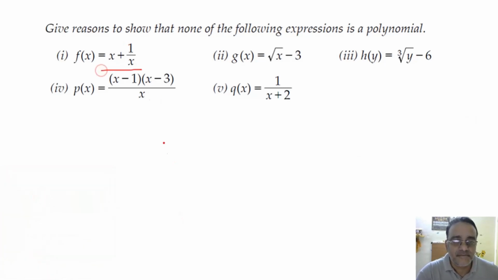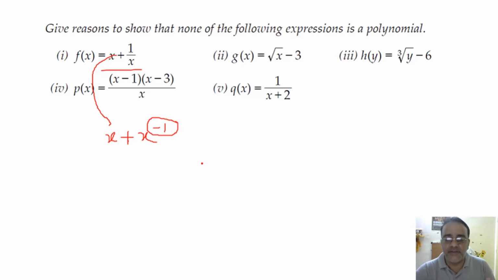First one, Arpita, why is this not a polynomial? Sir, because f of x is equal to 1. No, not that reason. Look, if you simplify this one, we will get x plus x to the power minus 1. 1 upon x, how will you write? x to the power minus 1. So the power of x should not be any negative number. It should only be a non-negative integer. So that is why this is not a polynomial.